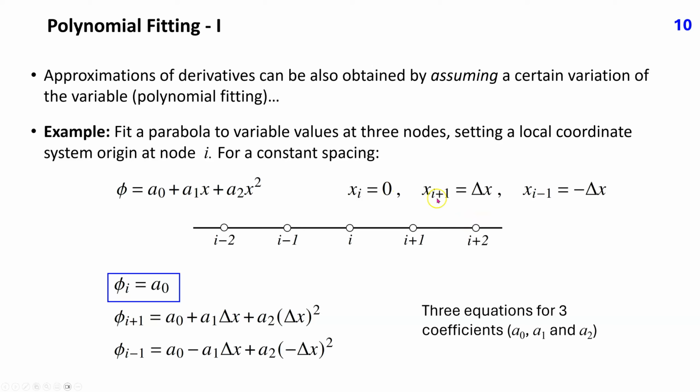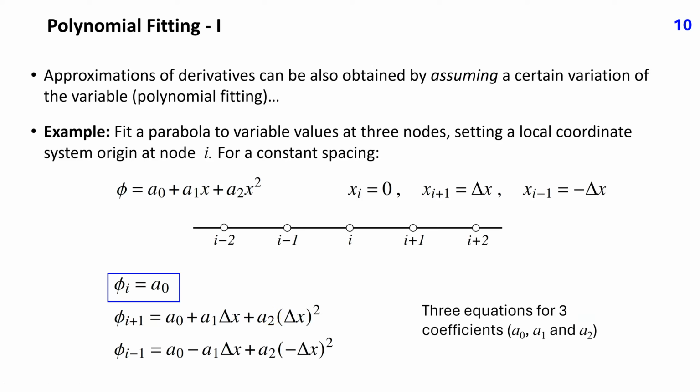x equals 0, xi plus 1 is equal to delta x, and xi minus 1 is equal to minus delta x. Forcing the above polynomial through the function values at three nodes leads to this system of three equations with three unknowns, the coefficients a0, a1, and a2. Note that the function values at these nodes are in general not known.